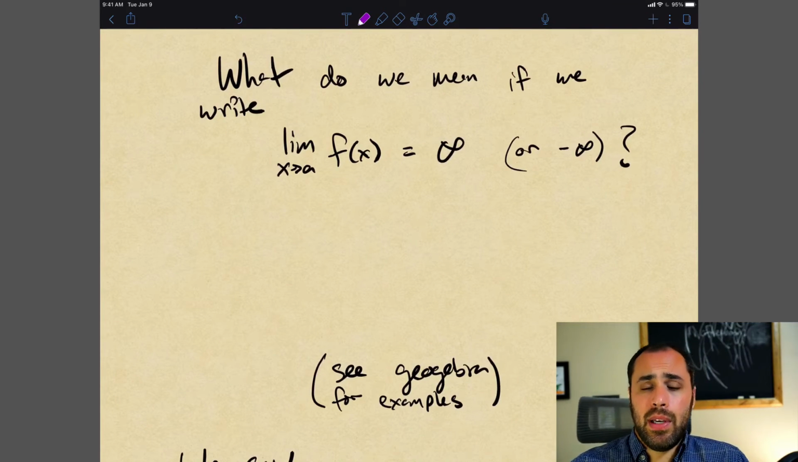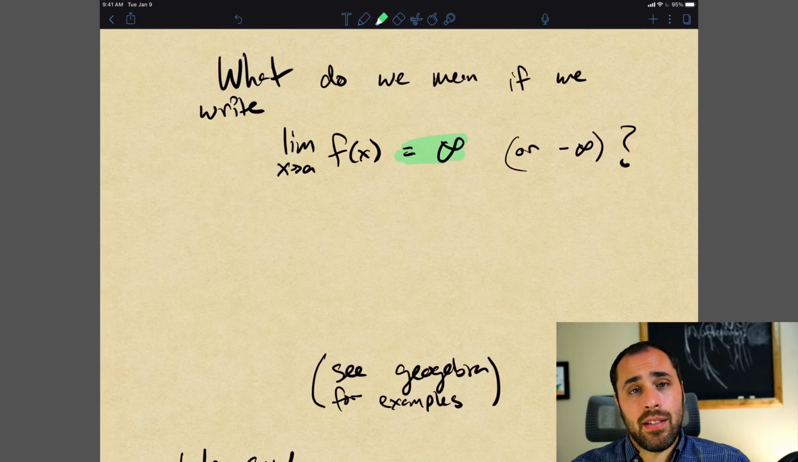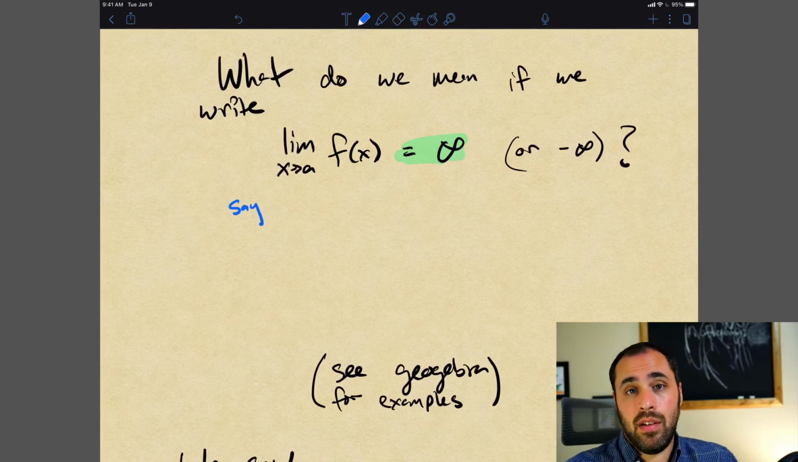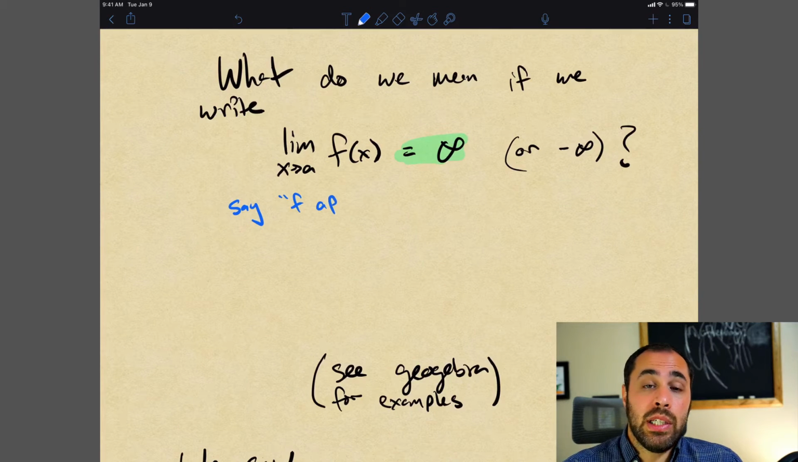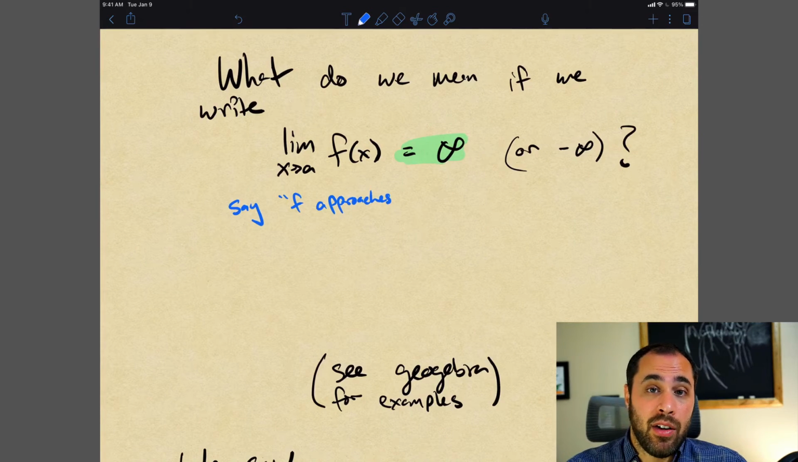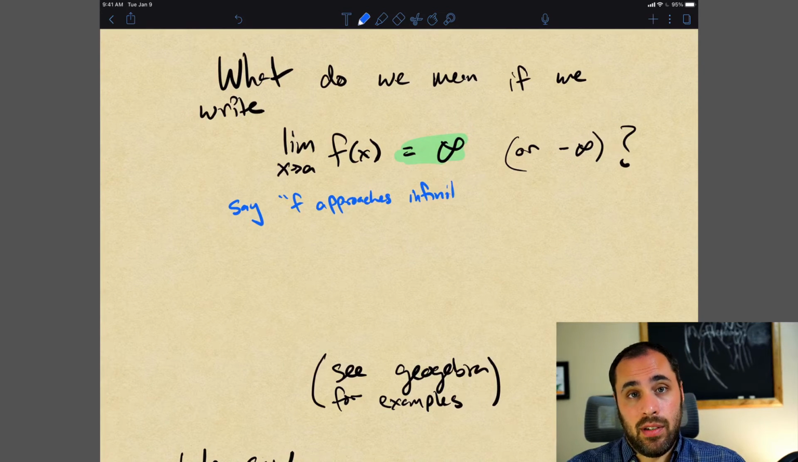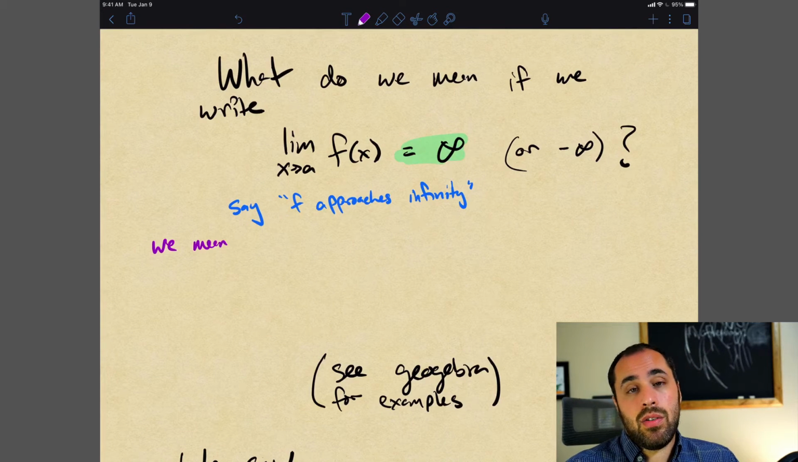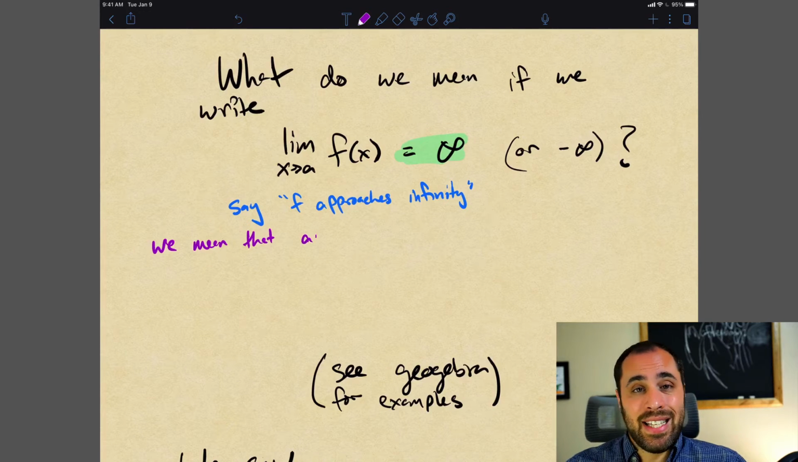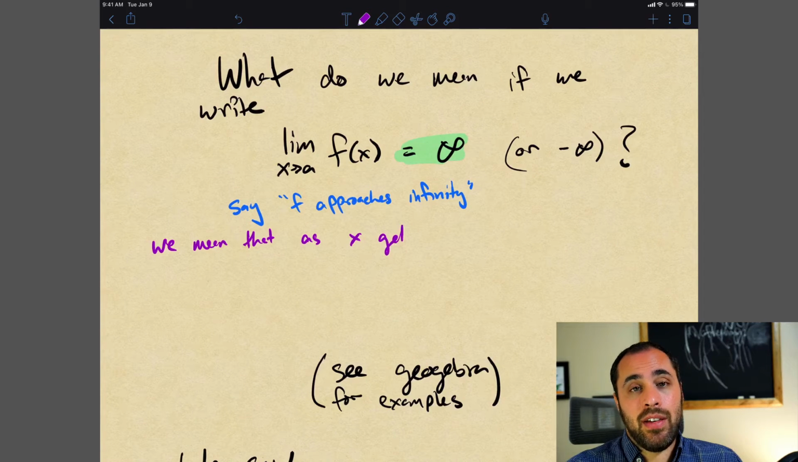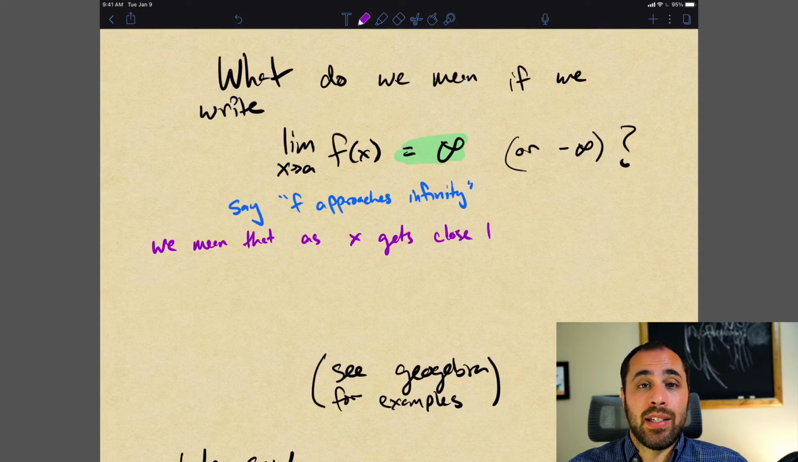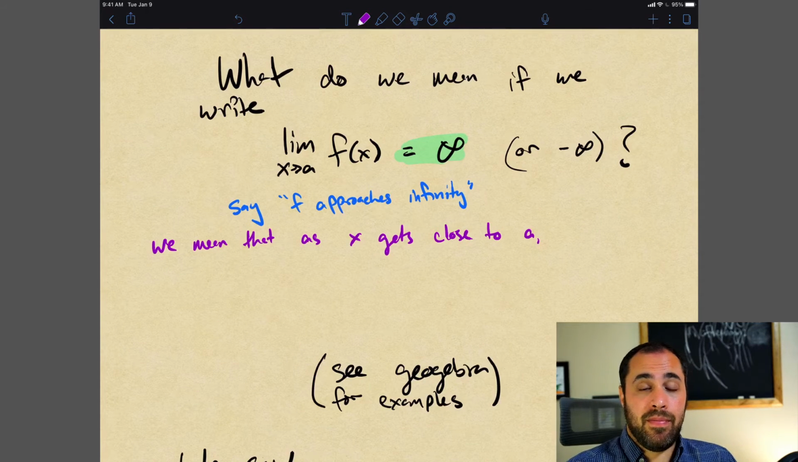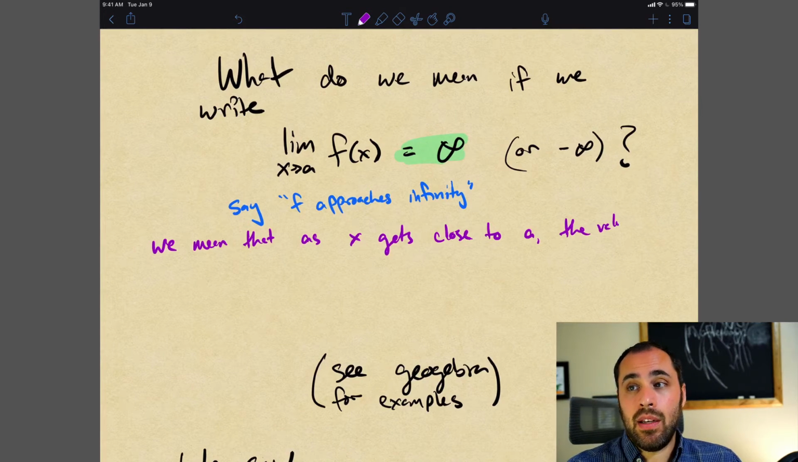Now, what do we mean when we write something like this? The limit as x goes to a of f of x equals infinity? Well, we certainly don't mean that the value of f is infinite. That's nonsense. Remember, infinity is not a number, it's a concept. So rather than saying the limit is infinity or that f equals infinity, it's more correct to say that f approaches infinity.